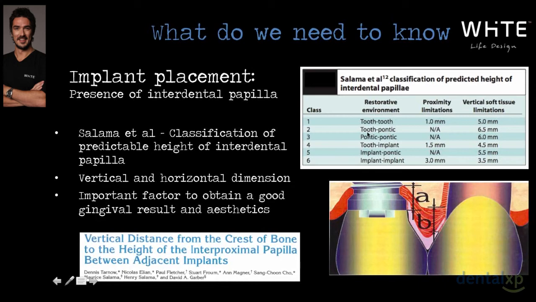So we know that if you want to have papilla between two adjacent teeth, the height of the crestal bone to the contact point shall always be equal or inferior to 5 millimeters. But that wasn't true for tooth to pontic, pontic to pontic, tooth to implant, implant to pontic, or implant to implant. The height between adjacent implants is 3.5, and it can go up to 6.5 in between tooth and pontic. This study is incredibly important for those of you that understand the importance of obtaining a good gingival result and aesthetics.